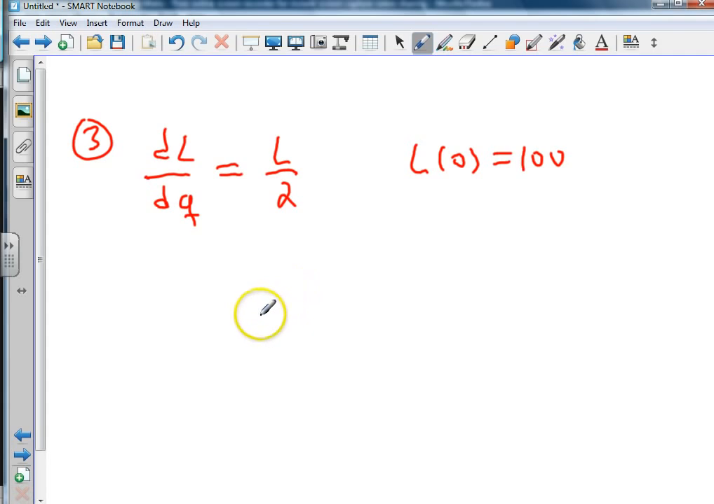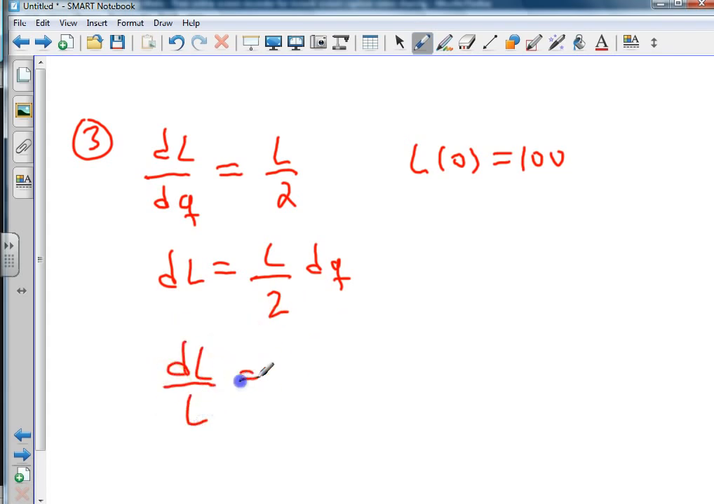All right, so what do you do next? Cross multiply, yes and no. You could. I'm going to leave the 1/2 where it is. I'm going to say dL equals L over 2 dQ. Now what? I find moving the constant to the other side just makes it harder to integrate later. So I'll leave the constant on this side. Usually that's a lot easier. But divide by L. The L over L is dQ over 2.